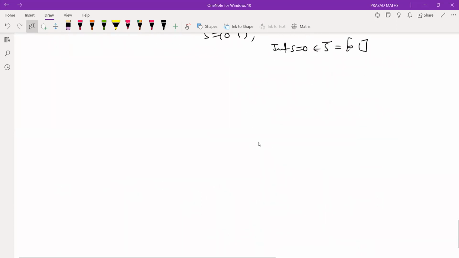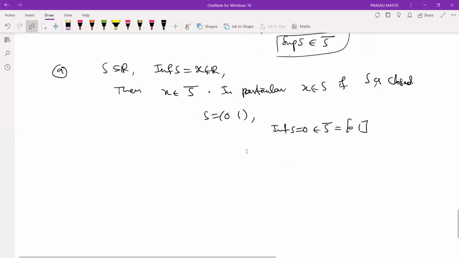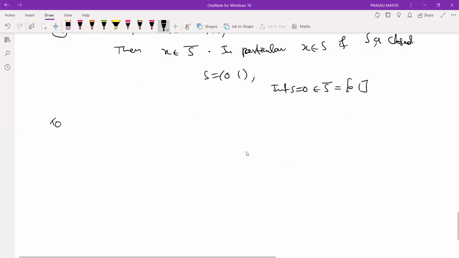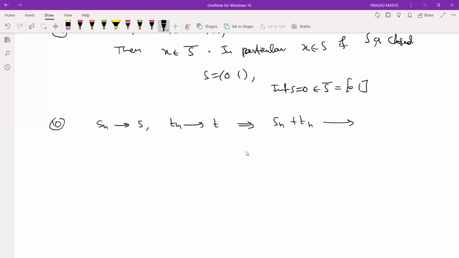Next is the 10th one: algebra of limits. Suppose Sn converges to S and Tn converges to T. That will always imply that Sn plus Tn converges to S plus T. Understand, this is convergent, belongs to R. So Sn converges to S, Tn converges to T. Obviously, the sum converges to S plus T. So the limit of the sum is equal to the sum of the limits.